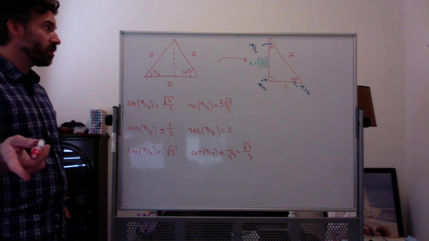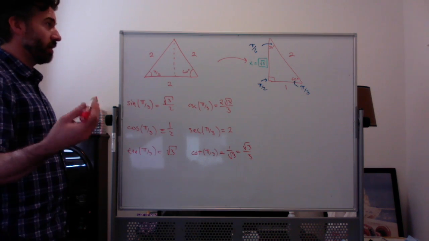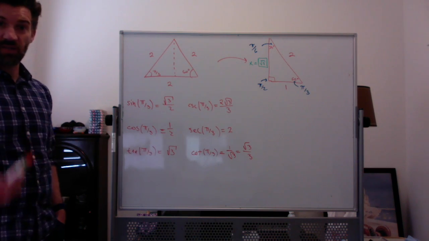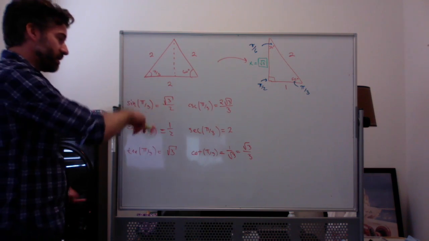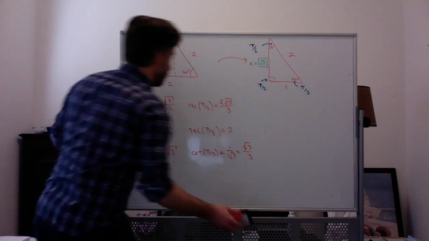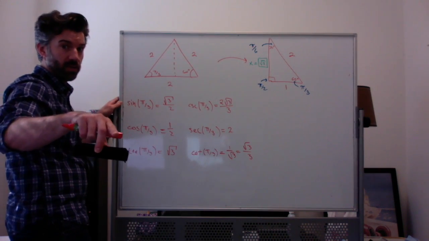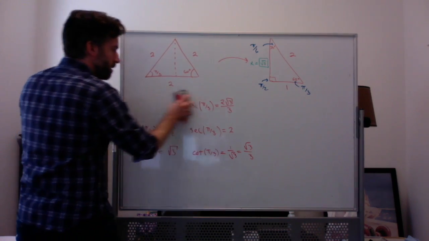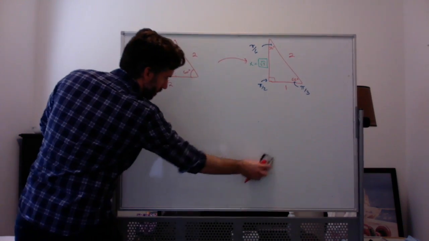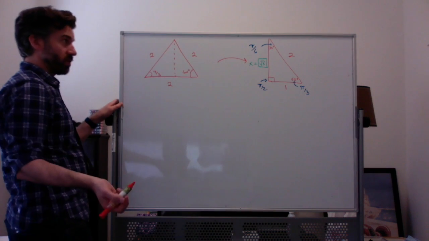Now what I want you to do before you watch this next part is to try and find the 6 trig functions of pi over 6 on your own. I'm going to erase these, and then we'll do pi over 6. So take your minute, do it on your own, pause the video, and then restart it. And now we're going to do the 6 trig functions of pi over 6.